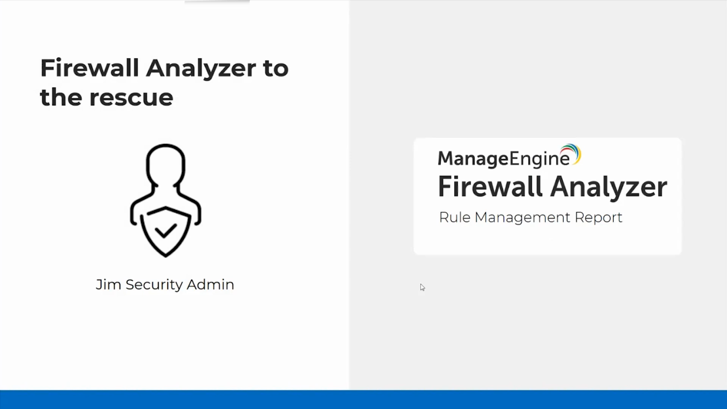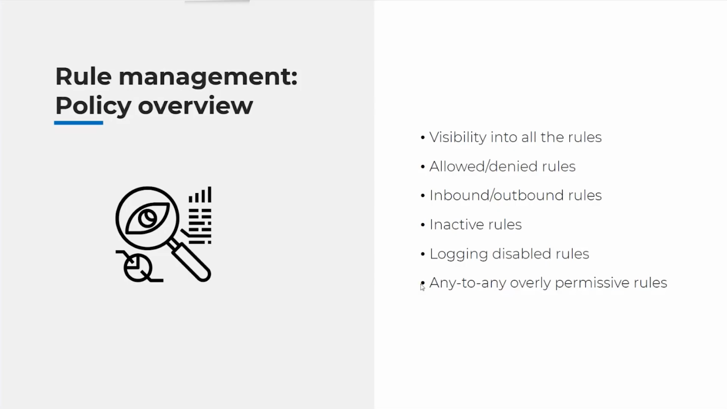Here we look at the rule management feature of Firewall Analyzer, which will help Jim. The first feature under rule management is the policy overview. The policy overview report provides visibility into all the rules that have been written on the firewall.